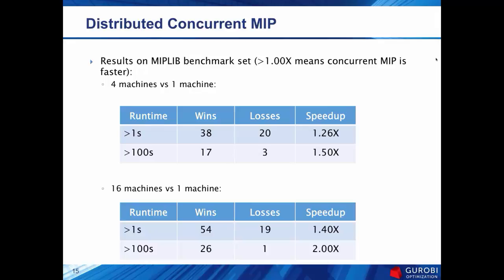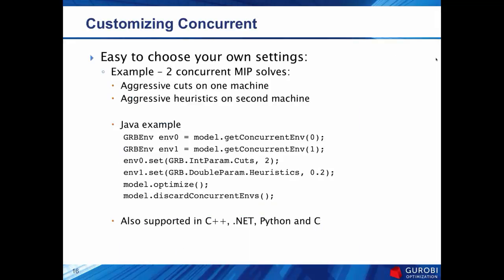Now, as I said a few moments ago, you've got a default behavior, but you can customize it yourself. For example, what if I wanted to solve it with two strategies, one with aggressive cuts and the other with aggressive heuristics?